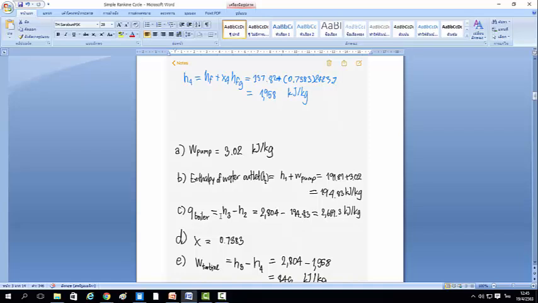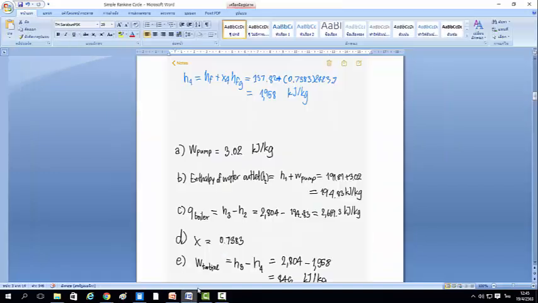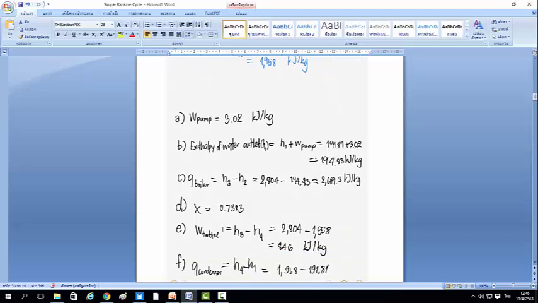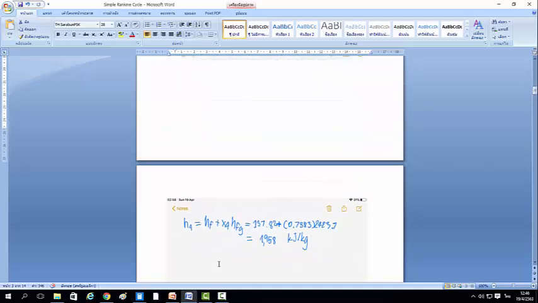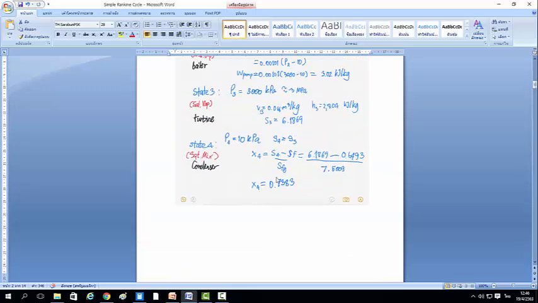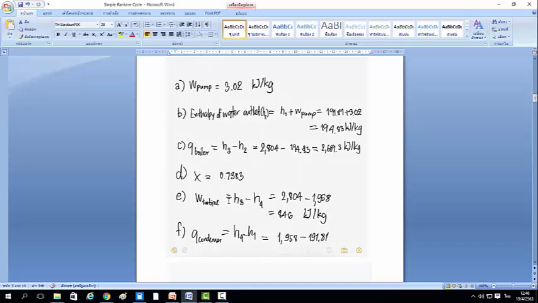Q value is H3 minus H2. This H3 minus H2 is the Q of the boiler. So we just substitute them. We can get the values from the table here and here. Just substitute. And D, we want to know the quality. The quality is from here, which we already calculated.